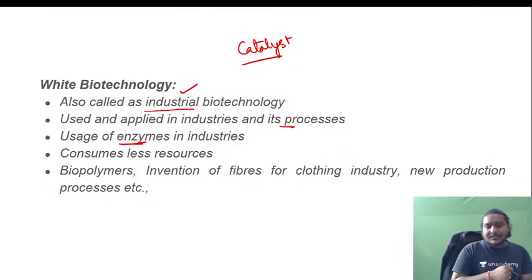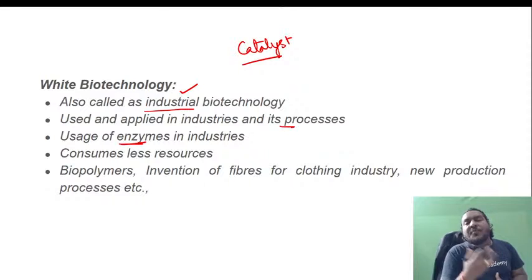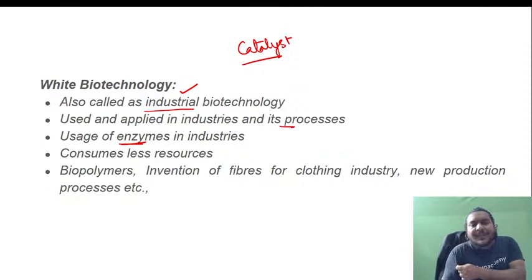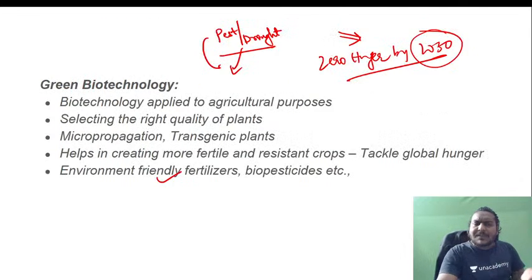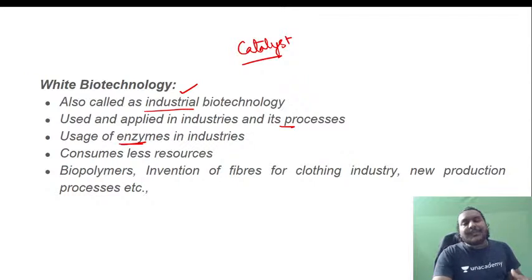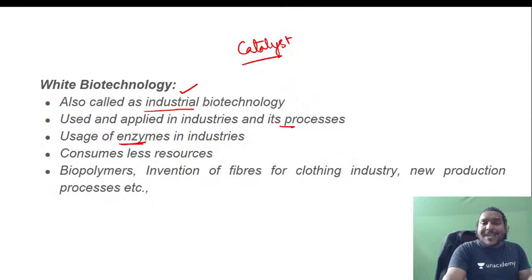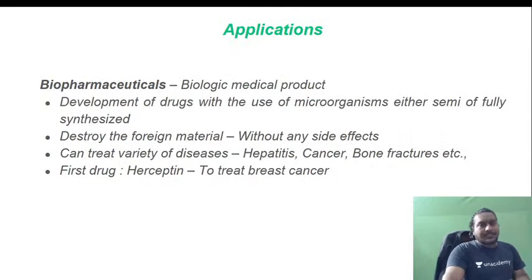Biopolymers, bringing new fibers, for example, we are wearing different kinds of clothes. With the support of this you could bring new fibers for the clothing industry. So new production processes, all these things would be brought up. So these are the different kinds of branches. There are many more things too, but these are extremely important for us to know about the branches related to biotechnology. And how are you going to use them?